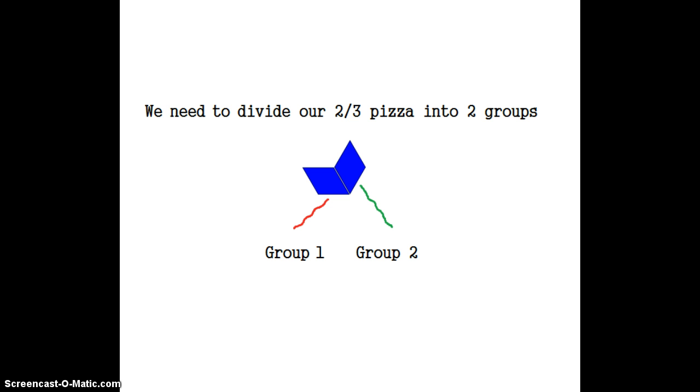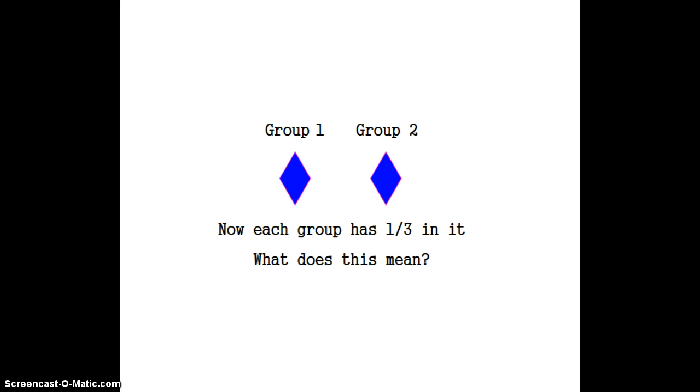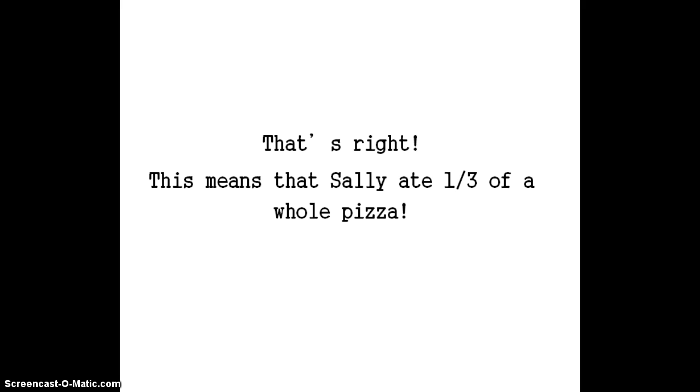To figure this out, we need to divide our 2/3 pizza into 2 groups. So 1/3 will go into group 1, the other third will go into group 2. Now each group has 1/3 in it. What does this mean as far as Sally and the pizza goes? That's right. This means that Sally ate 1/3 of the whole pizza.